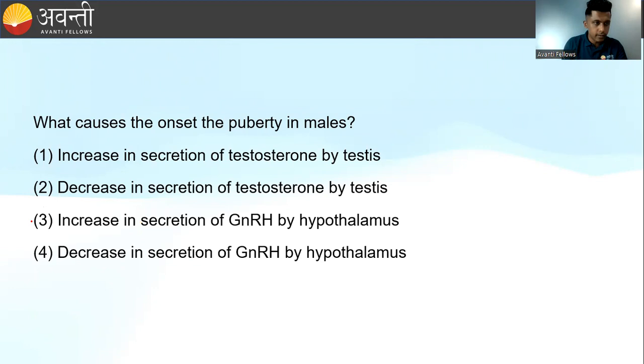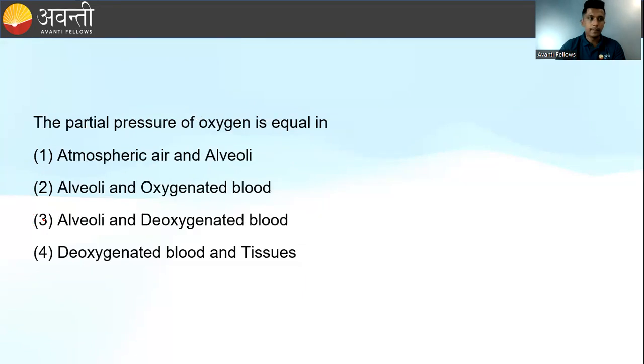So that is why our option is 3 and not the increase in testosterone level by testis. Even though it's a very relevant option, most of the puberty characteristics are mixed characteristics, which have more responsibilities apart from just production of testosterone. So that is why our third option is correct.